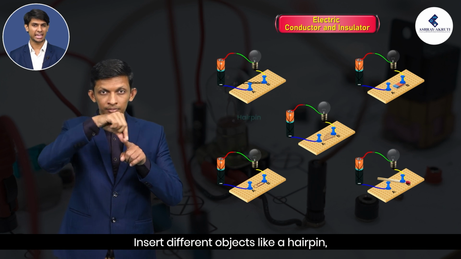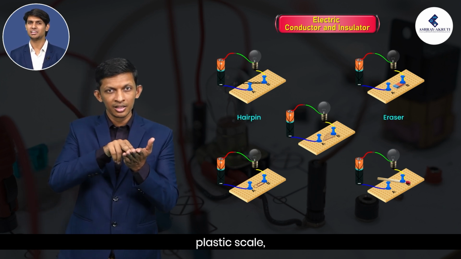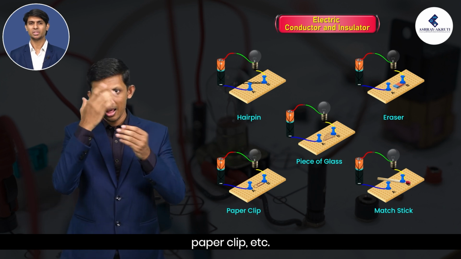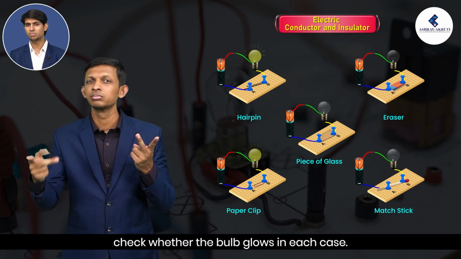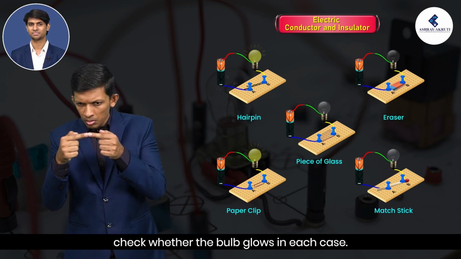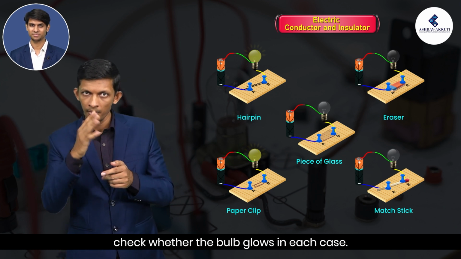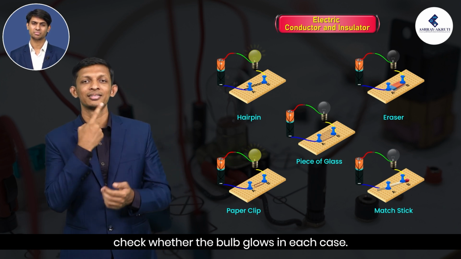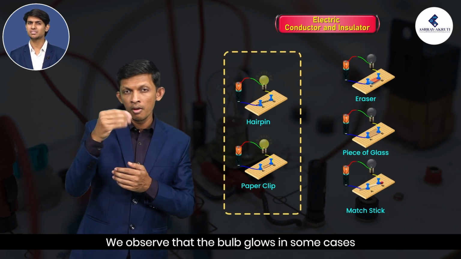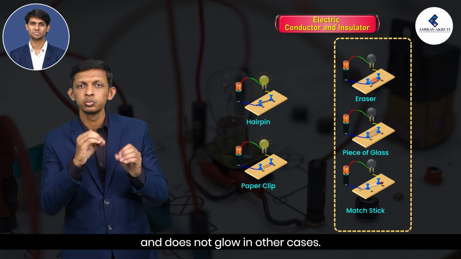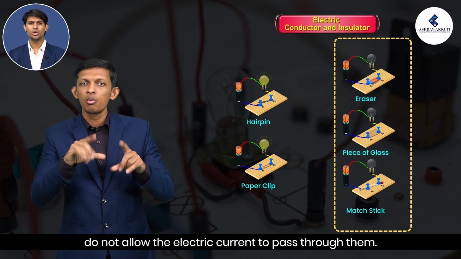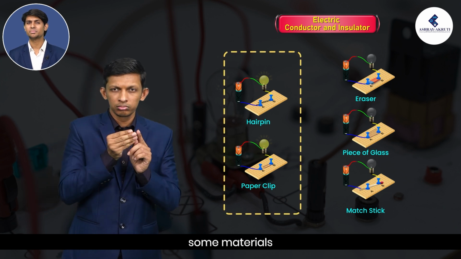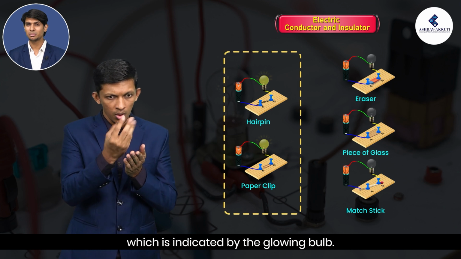Insert different objects like a hairpin, eraser, plastic scale, matchstick, piece of a metal bangle, piece of glass, paper clip, etc. in the gap between A and B. Check whether the bulb glows in each case. We observe that the bulb glows in some cases and does not glow in other cases. This means that some materials do not allow the electric current to pass through them. On the other hand, some materials allow an electric current to pass through them, which is indicated by the glowing bulb.